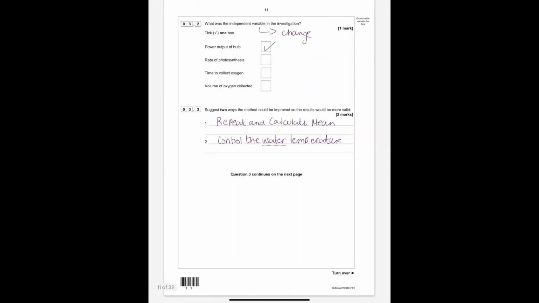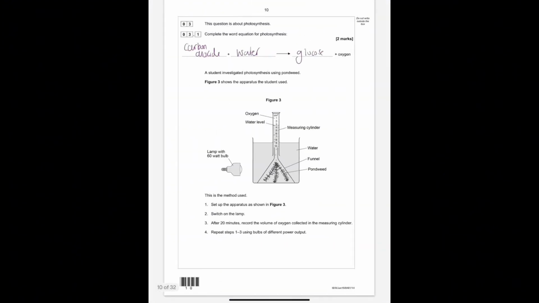What was the independent variable in the investigation? So it's going to be the power output of the bulb. The independent variable is what you change, and it clearly states in step 4, repeat steps 1 to 3 using bulbs of different power output.